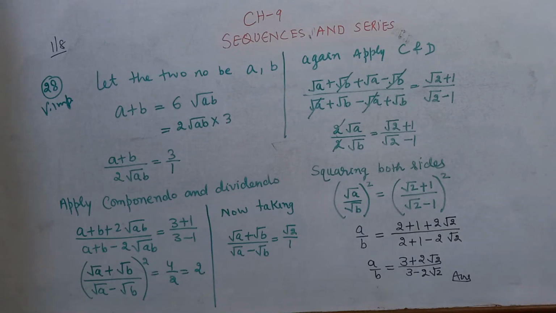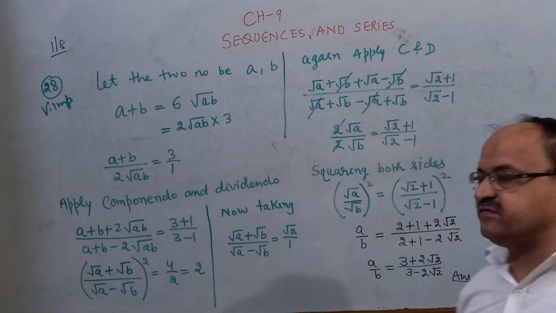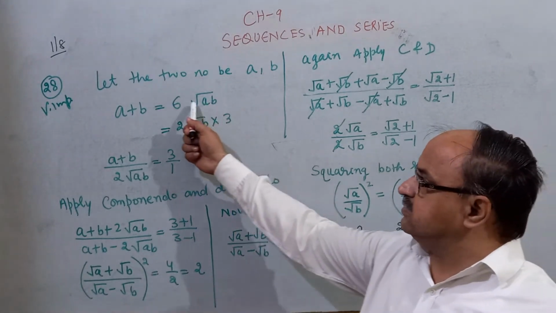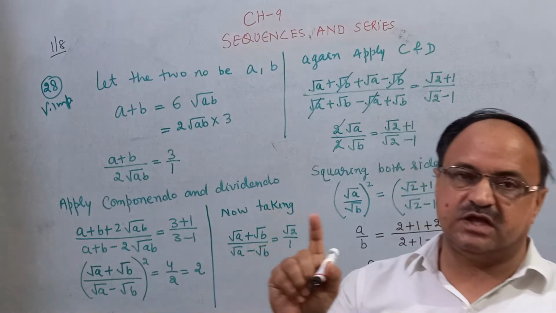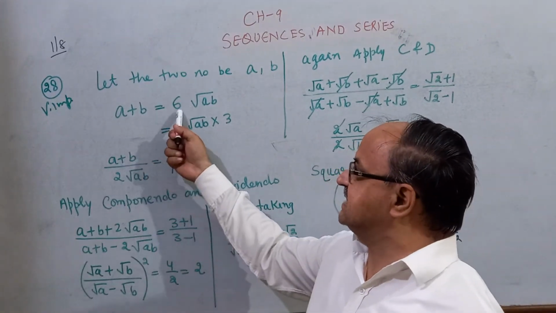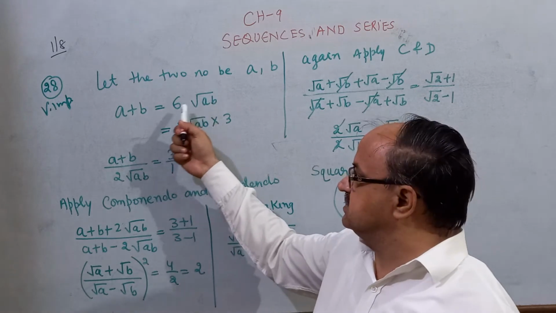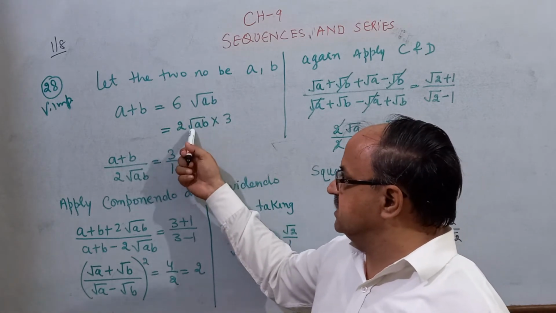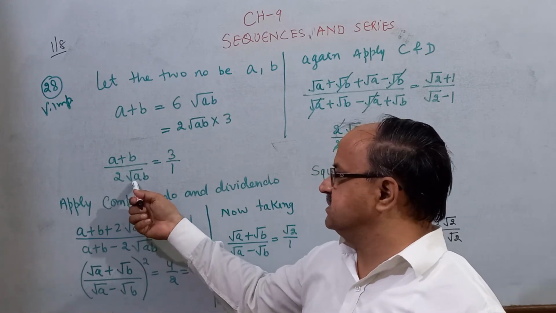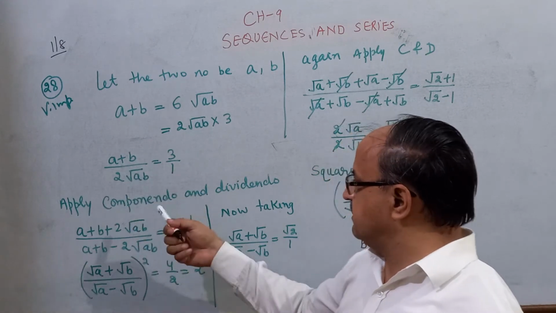Again, I repeat this question because it is very tough, very difficult, very tricky. This is the question. There are two terms A and B given, and the sum of the two terms is 6 times their geometric mean. So 6 you can break into 2 times 3. Shift this term to the denominator of the left hand side. After that, apply componendo and dividendo.